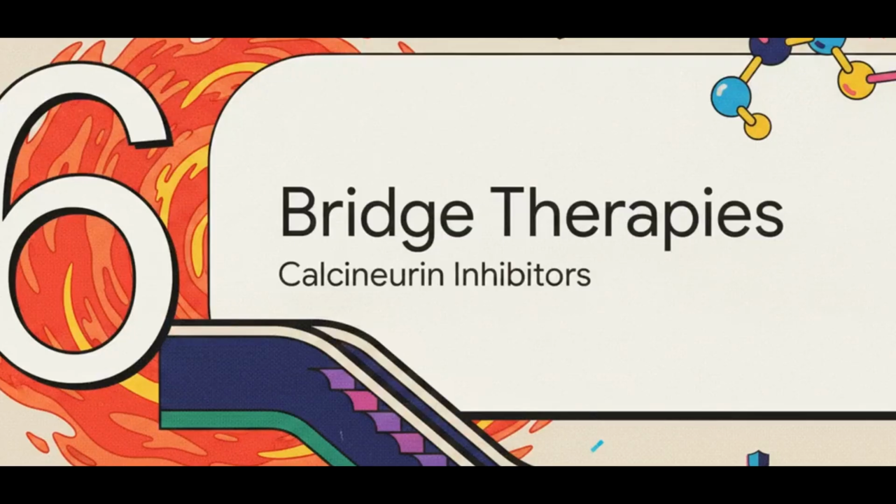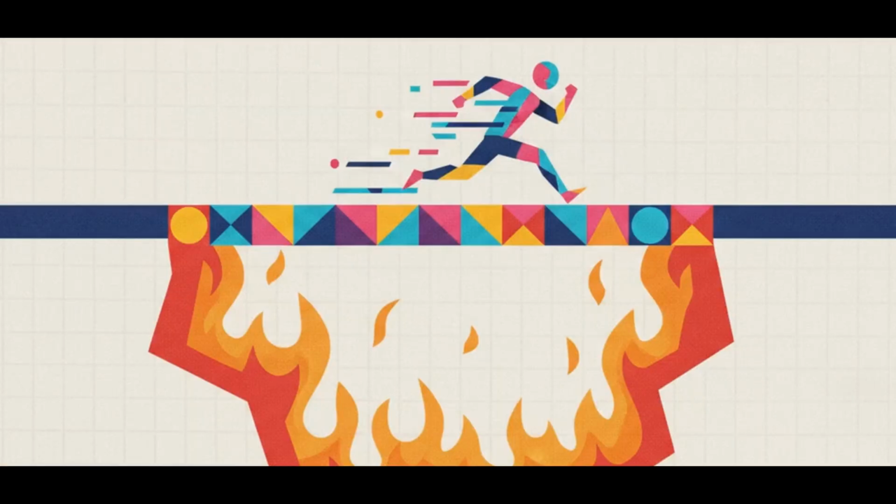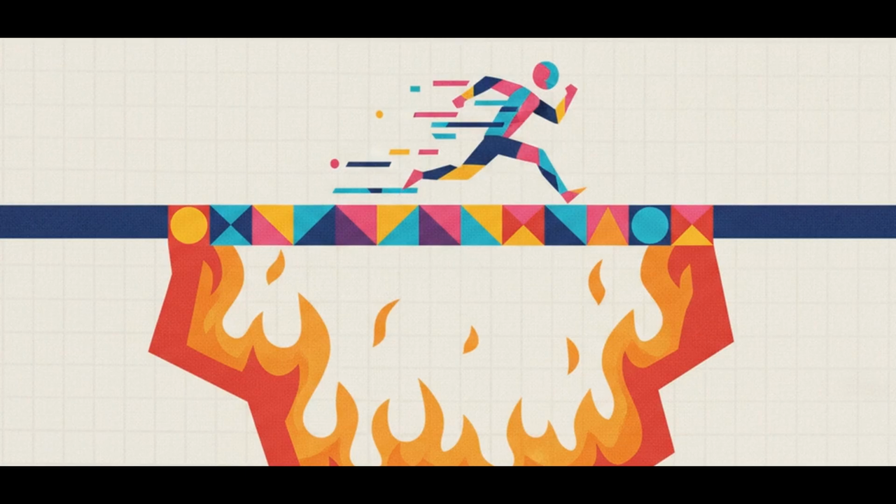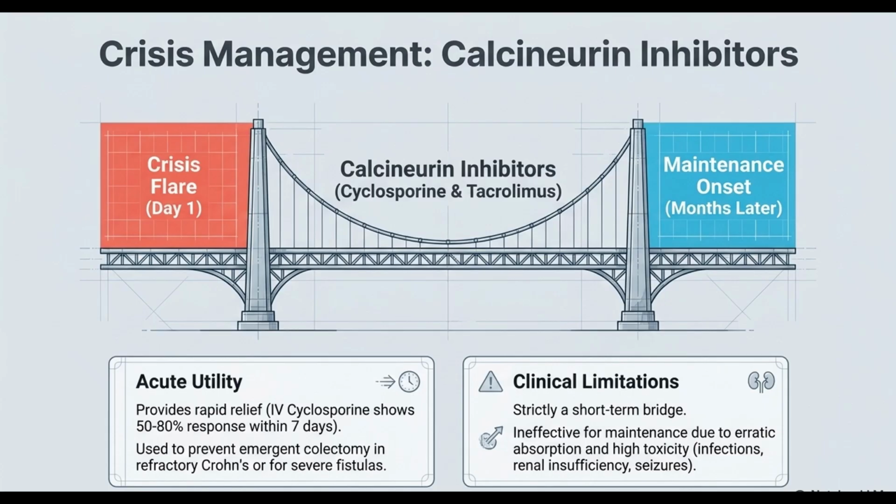And our final section, Section 6, calcineurin inhibitors, bridge therapies. All right, we've officially reached the top of the escalator. What happens during an acute, severe, life-threatening crisis when standard therapies just completely fail? This is where calcineurin inhibitors come in, specifically cyclosporin and tacrolimus. These are incredibly potent immunomodulators, but unlike our marathon runners from earlier, these are the ultimate last resort sprinters. They are utilized strictly for rapid short-term stabilization, basically to save a desperately ill patient from an emergent colectomy.